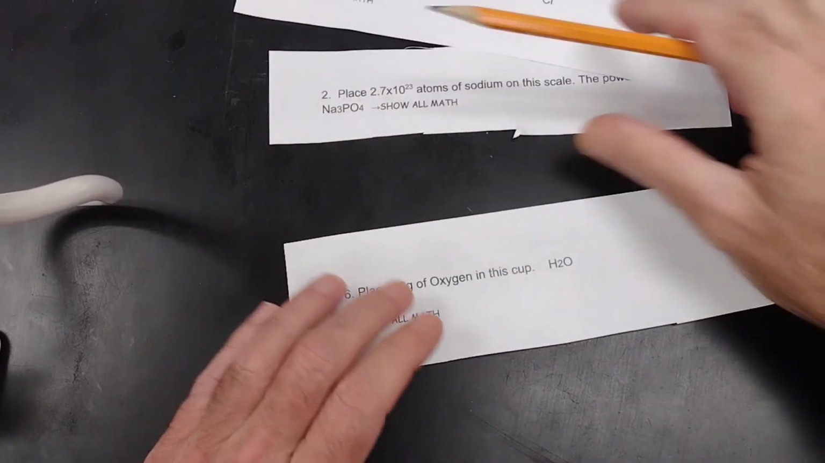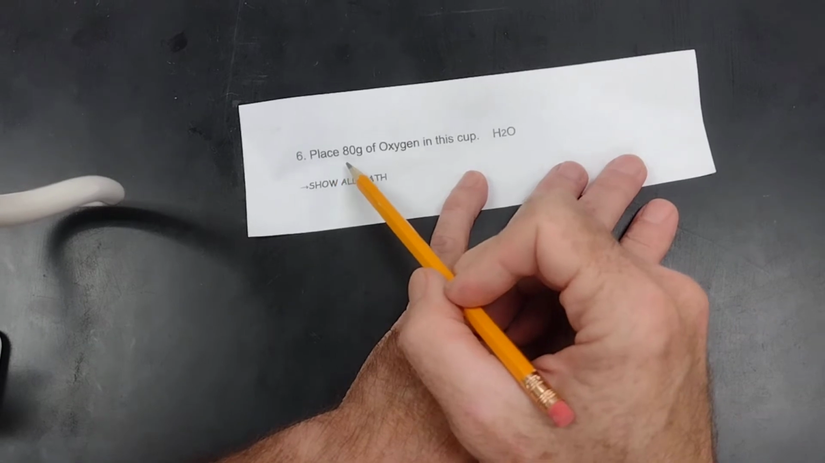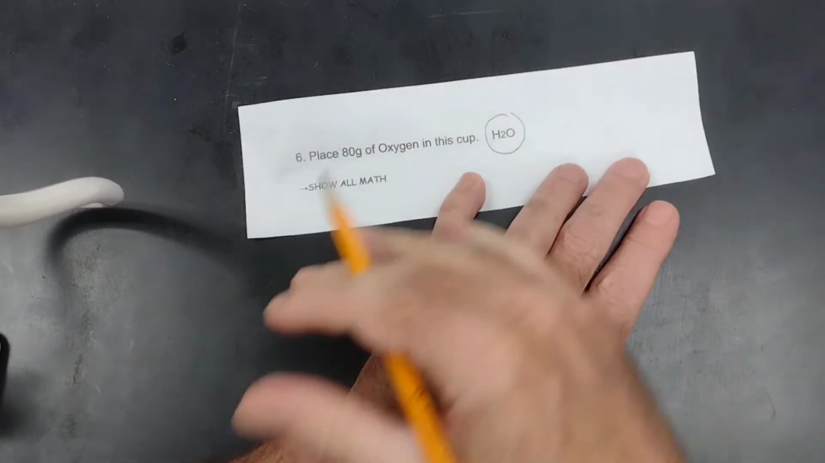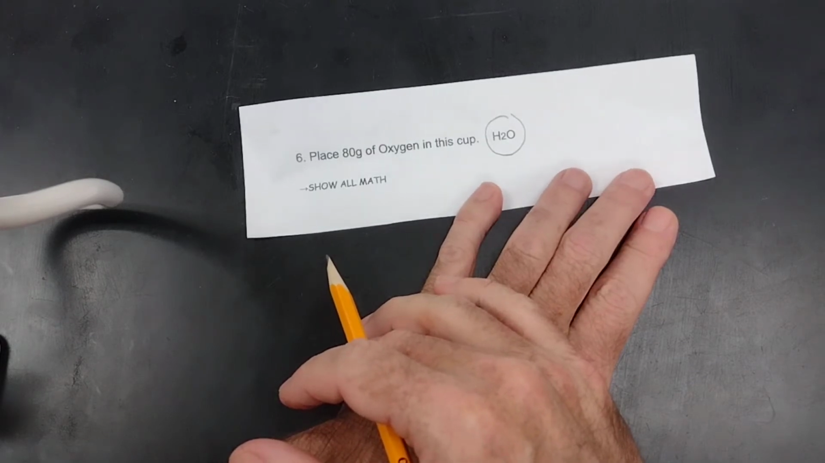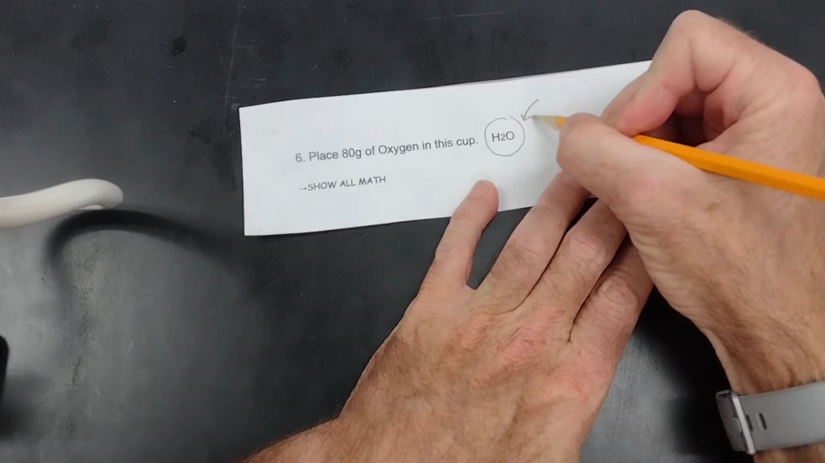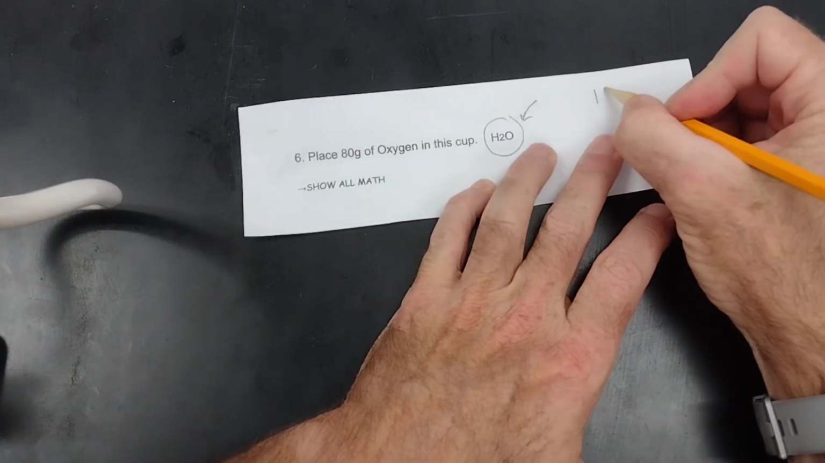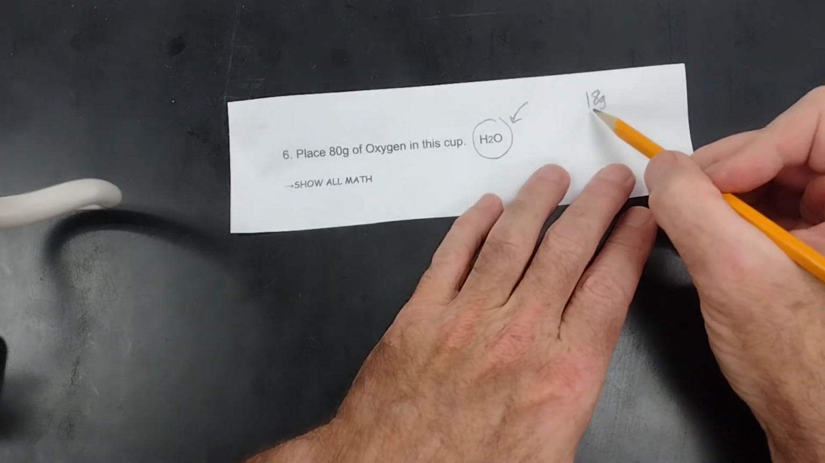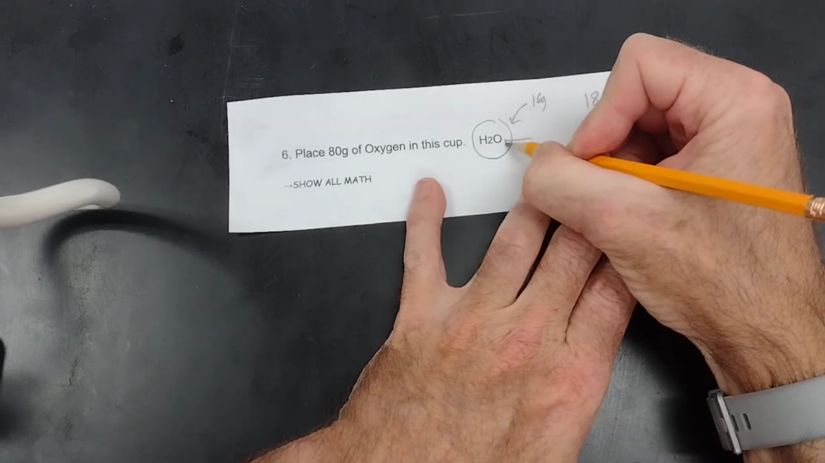All right, here's three harder ones for my honors kids. One of them said place 80 grams of oxygen in this cup, and you had water. 80 grams of just oxygen in the cup. Well, let's see. A mole of water weighs 18 grams. And if you put 18 grams of water in a cup, you would have 16 grams of oxygen. Don't you agree with that?